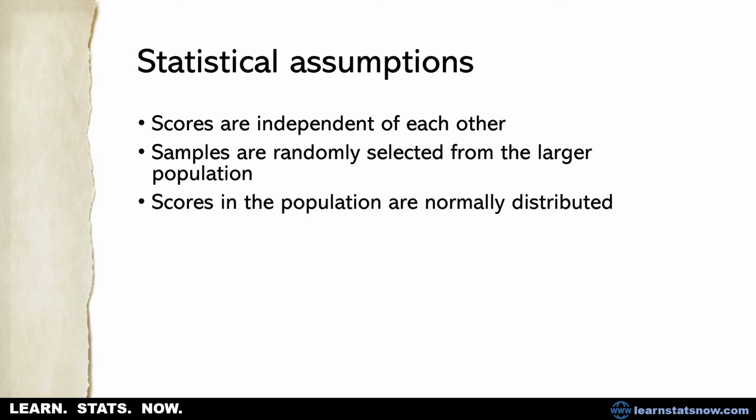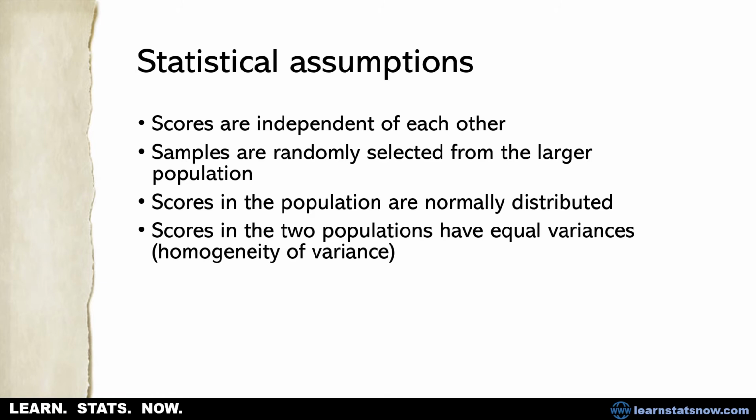And scores in the population are normally distributed. Okay, and even if they're not normally distributed, again, remember that the sampling distribution, as n increases, will be normally distributed as n gets larger and approaches infinity, and we know that from the central limit theorem.